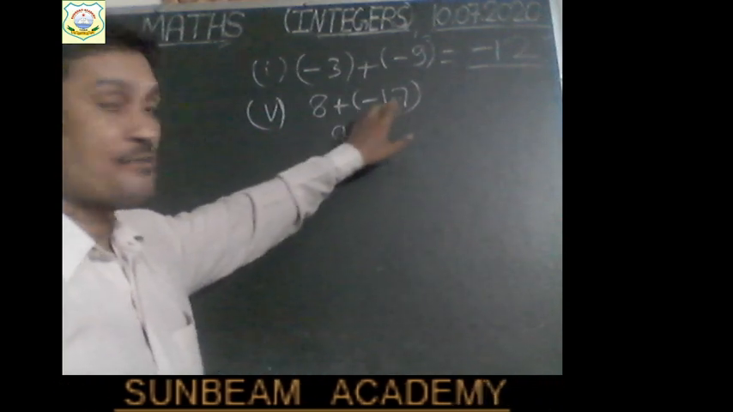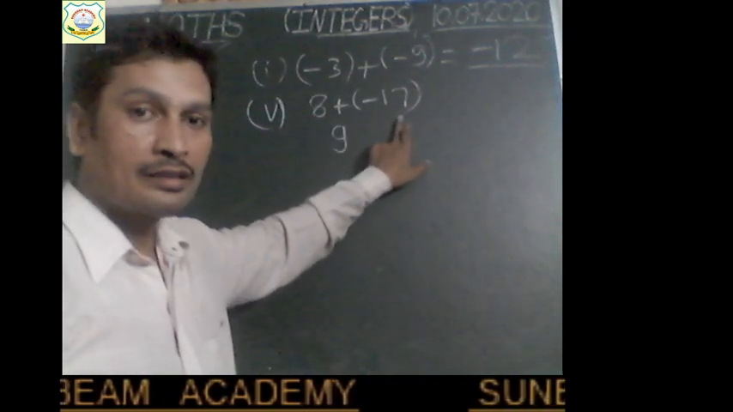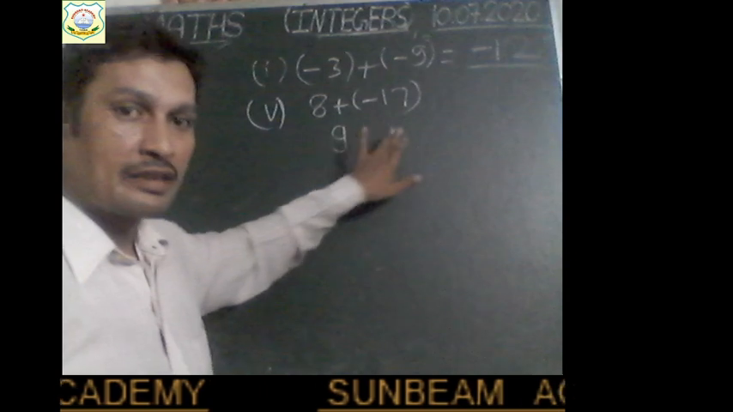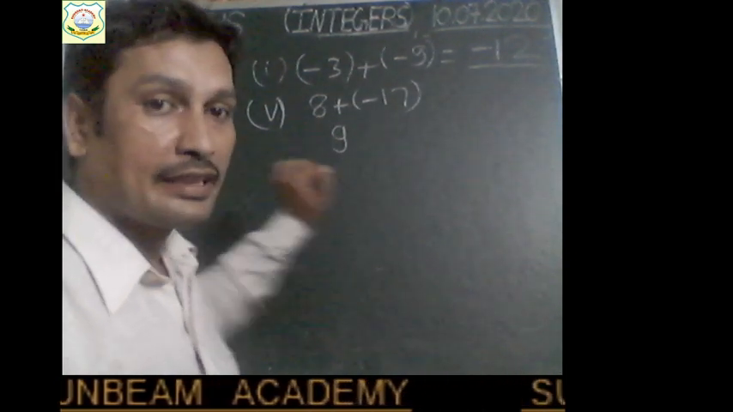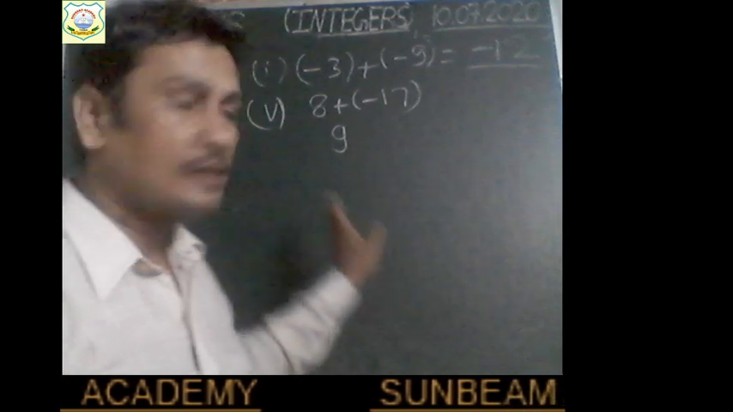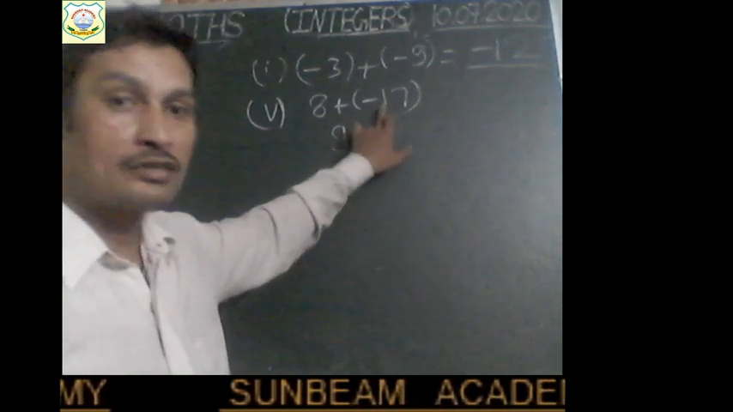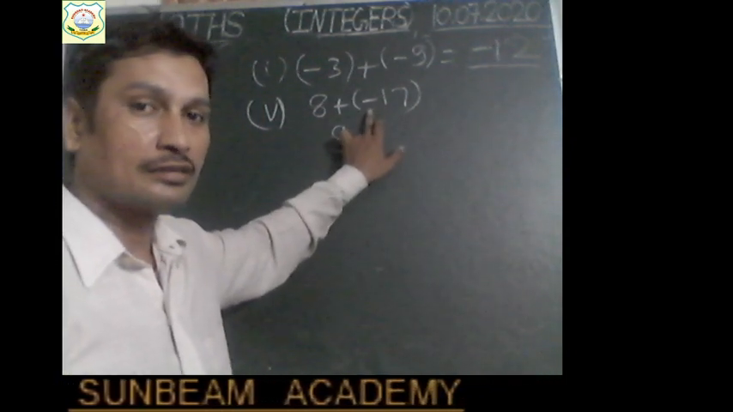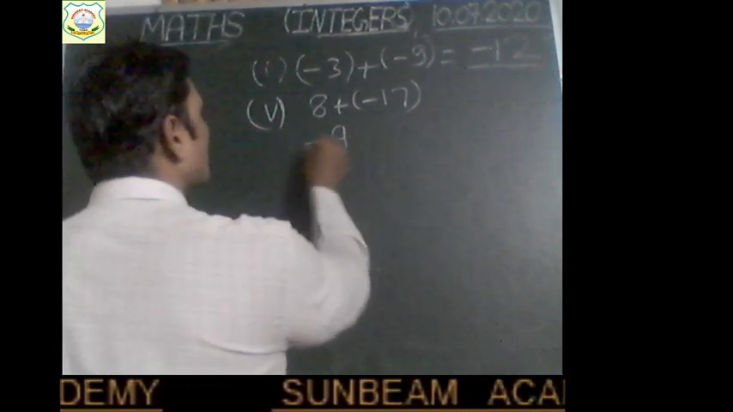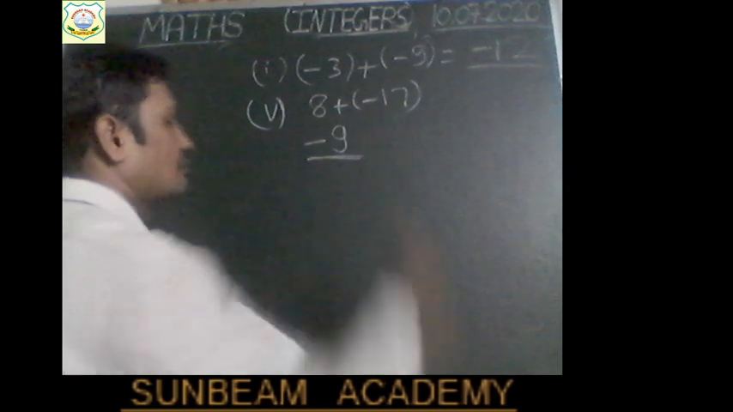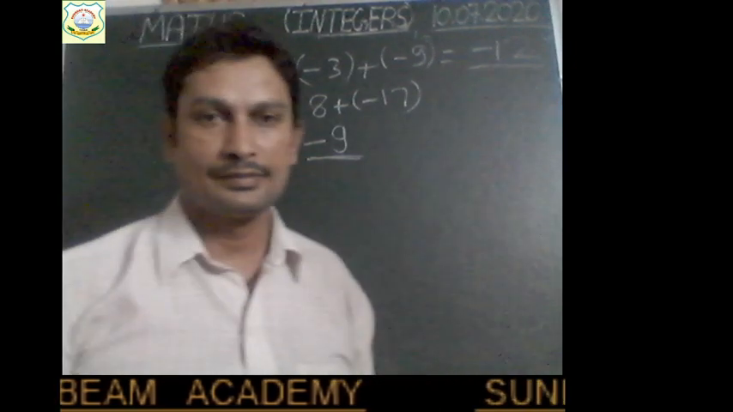We can see the absolute value of minus 17 is 17 and the absolute value of 8 is 8. So 17 is greater than 8. That's why we will use the sign of 17, that is the minus sign. Am I right? So put one minus sign here, and this will be the answer, children.